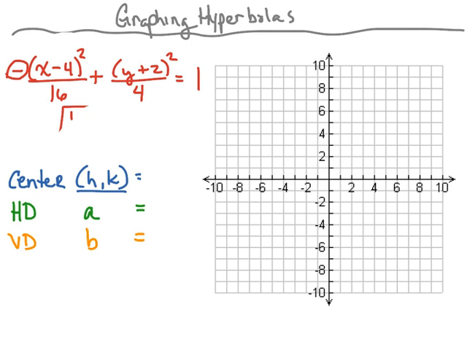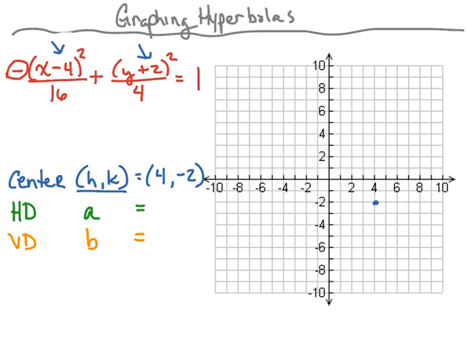Okay. Alright, so to get this graph, we're going to go through the same process as we did with the others. We're going to start by finding the center, h and k. H is just the opposite of this number here, which would be 4. K is the opposite of this number here, which would be negative 2. So the center of this hyperbola is going to be located at the ordered pair (4, negative 2), which would be right here. That's going to be our center.